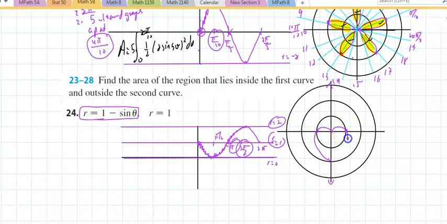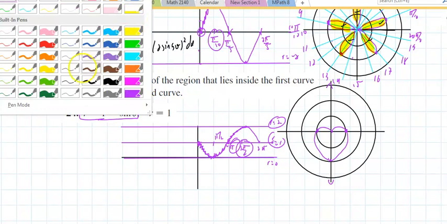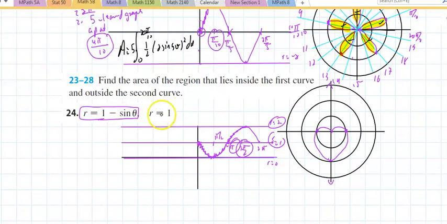Right there. Now, when I get to the second graph, I notice that this says r equal 1. Well, that's a circle, it's not centered properly.